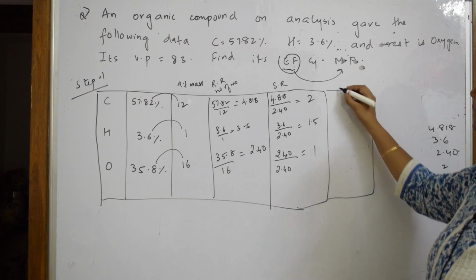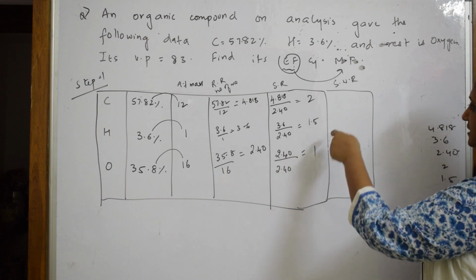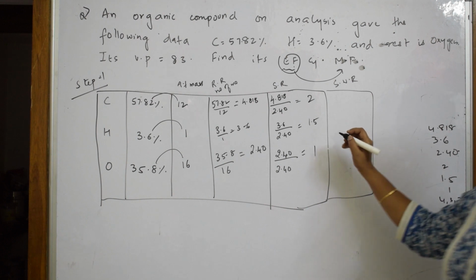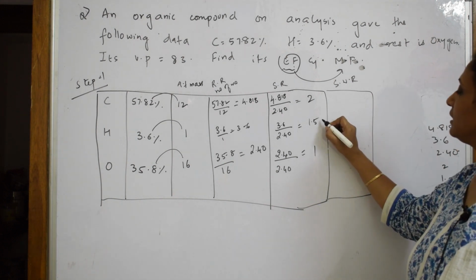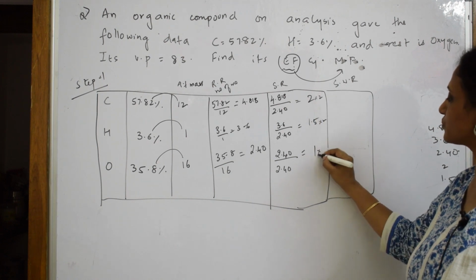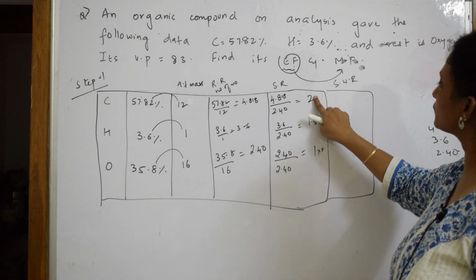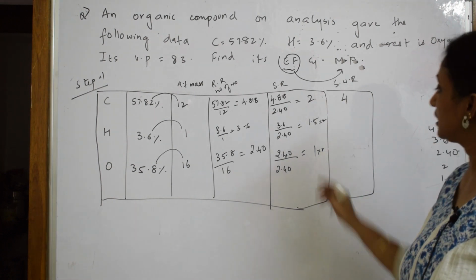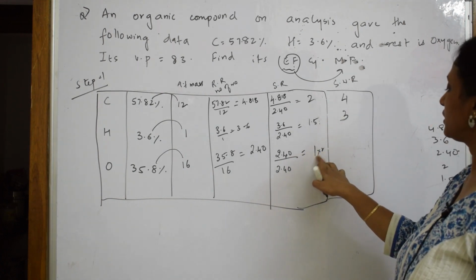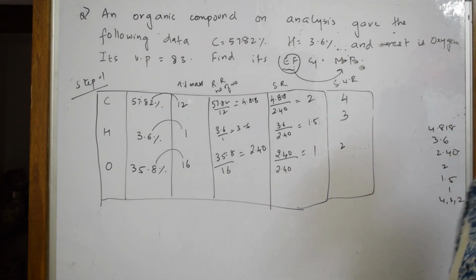Now, the simplest whole number ratio. To make it the simplest whole number ratio, just see with which number I multiply to get it. Suppose I multiply everything with 2. Let's see, this also 2, this also 2. Suppose I multiply with 2, this becomes 2 twos are 4, a whole number. 1.5 into 2 is 3, a whole number. 1 into 2 is 2, a whole number. So I've got 4, 3, 2. This is the simplest whole number ratio.